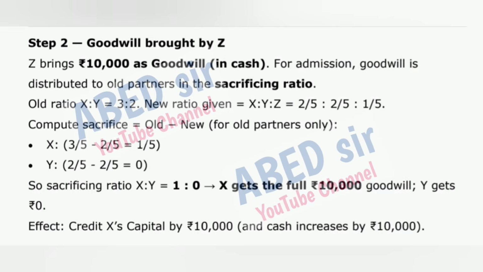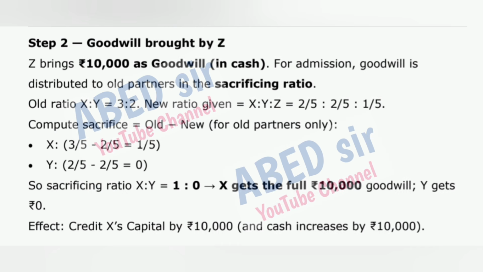For admission, goodwill is distributed to old partners in the sacrificing ratio. Old ratio X:Y is equal to 3:2. New ratio given is X, Y, Z is equal to 2/5, 2/5, 1/5. Compute sacrifice is equal to old minus new, for old partners only. X: 3/5 minus 2/5 is equal to 1/5. Y: 2/5 minus 2/5 equals 0.